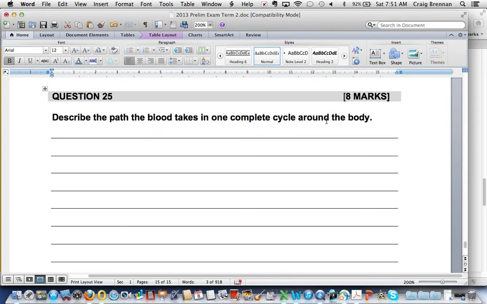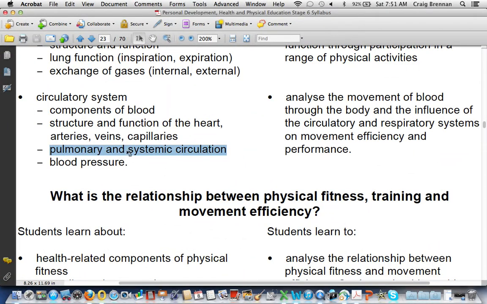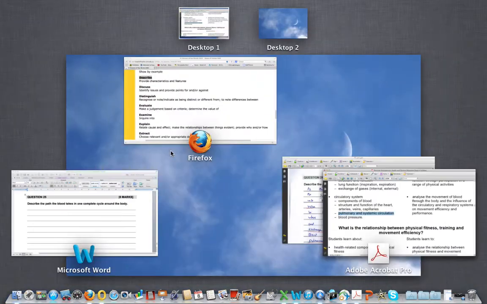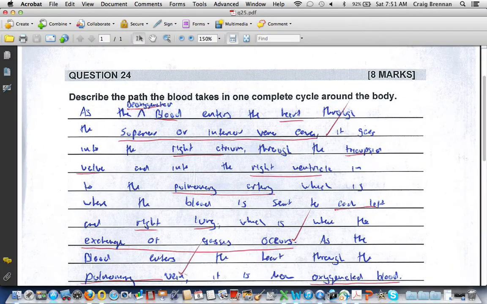8 marks, expectation being that all those marks would be filled up here. So we're going to have a look at our part of the syllabus, circulatory system, pulmonary and systemic circulation. That's the part we're talking about with our flow of blood around the body. We look at our sample answer.